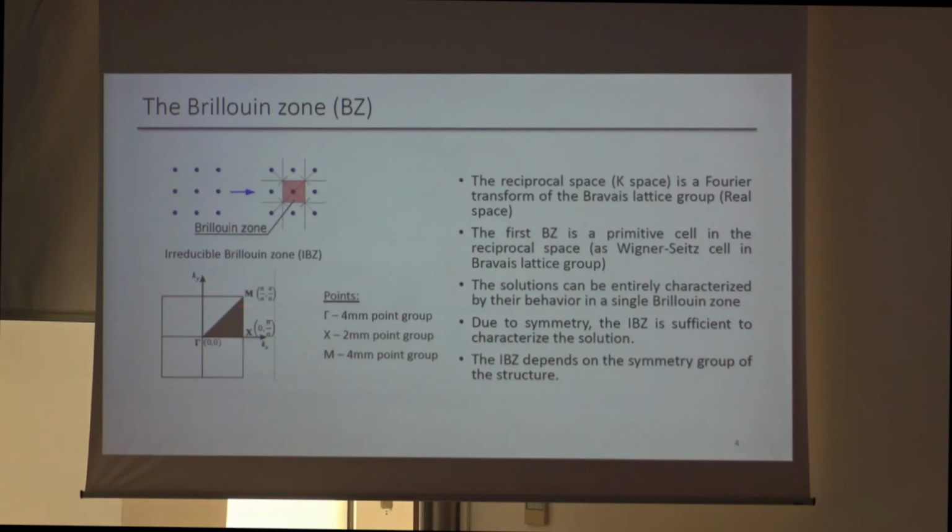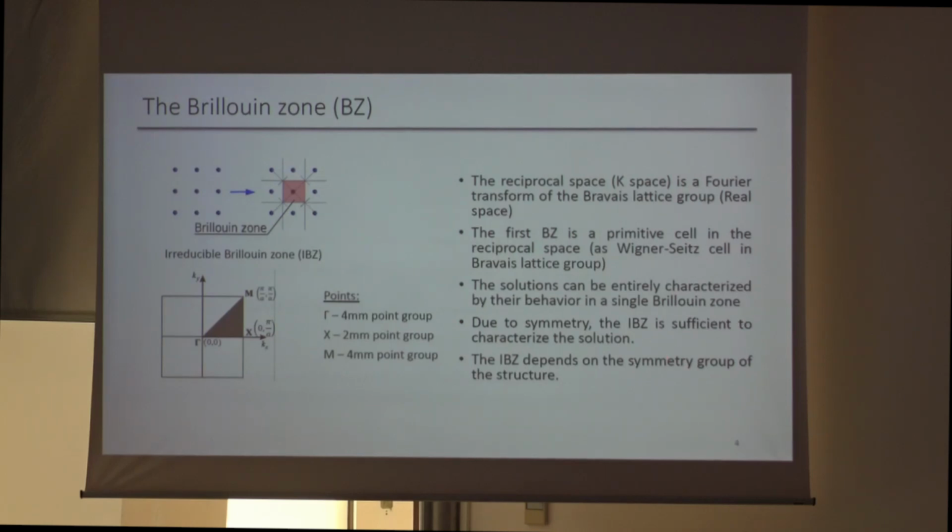This Brillouin zone can be further reduced if our structure is symmetric. Okay, and so this is a shaded triangle. It's called the irreducible Brillouin zone, and these gamma, X, and M points have certain point symmetry groups. So 4 stands for the fourfold rotation, m for the mirrors, 2 for the twofold rotation, and this is how they denote it.